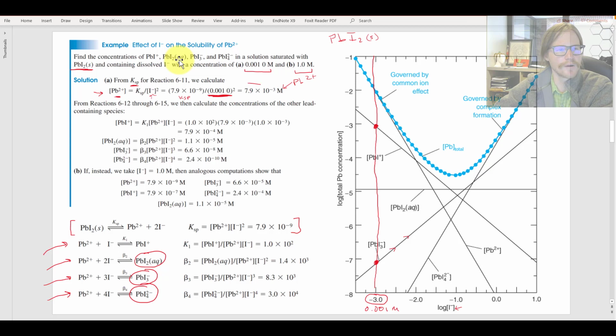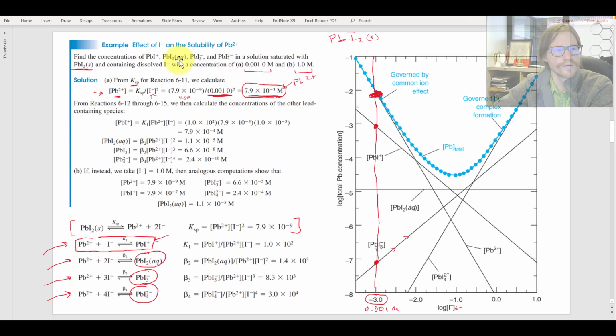But we can compare our first number, right? We computed it using the Ksp equilibrium, but we could have computed it just as easily using this value if we would have known what the concentration of lead iodide plus was, but we didn't. So the only one of this set of equilibria that really worked well would have been the first expression, because we knew Ksp and we knew iodide. That tells us our lead concentration is somewhere in this region, right? And that's pretty consistent with the value we computed, which is roughly in the 7.9 times 10 to the minus 3 molar range for lead.